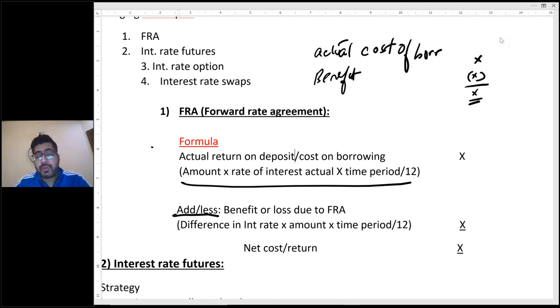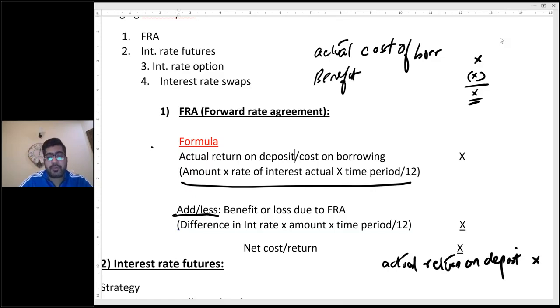But let's suppose you get a case of deposit. So firstly, you will record the actual return on deposit through this formula, actual return on deposit. And then let's suppose you get benefit.